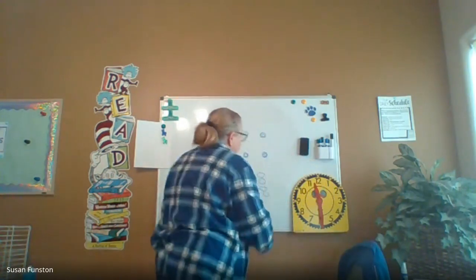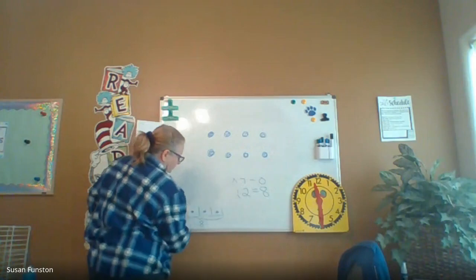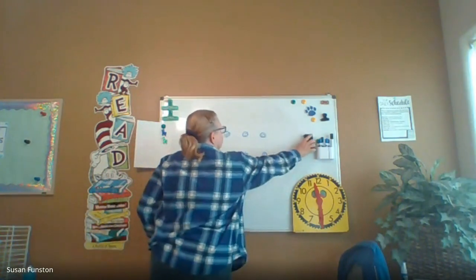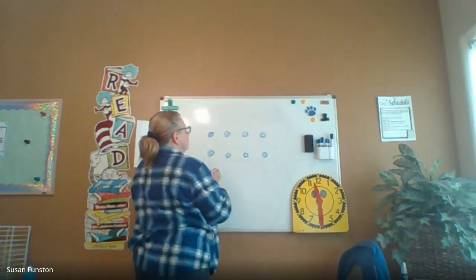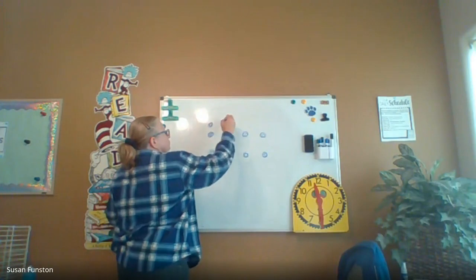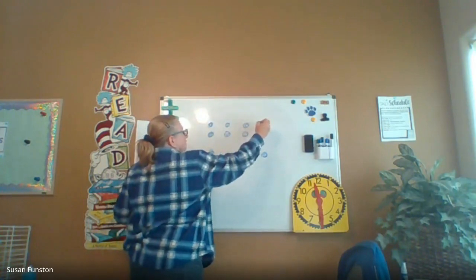Okay, let's look at another array. This time, instead of 2 rows of 4, I'm going to make 5 rows of 4.